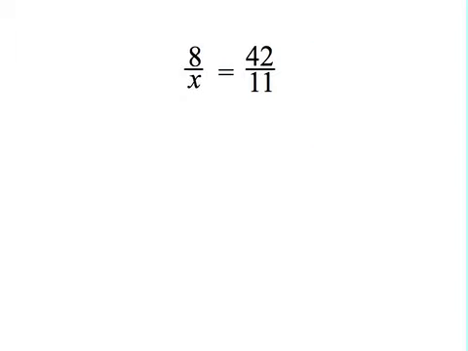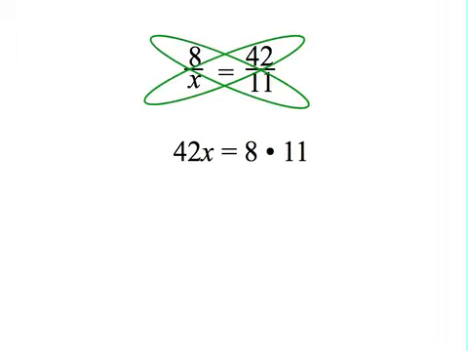Here's 8 over x is equal to 42 over 11. We cross multiply, we get 42x equals 8 times 11. And then x is equal to 8 times 11 over 42. Well, I can do the top part in my head. I get 88 over 42. But when I used a calculator, I got a long decimal. So I decided not to go with that to get an exact answer.